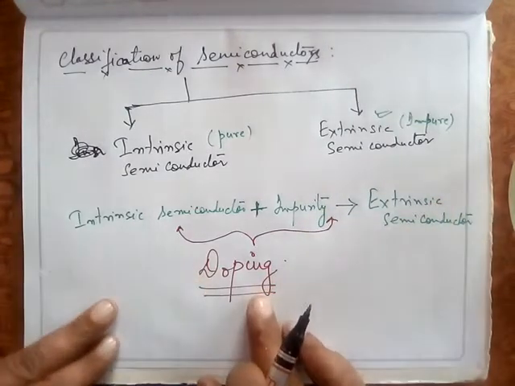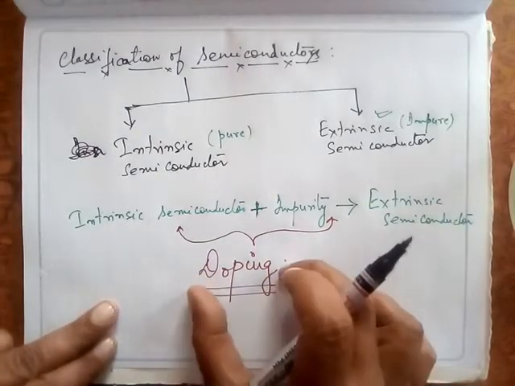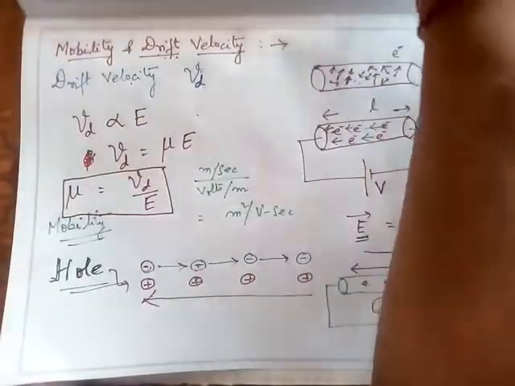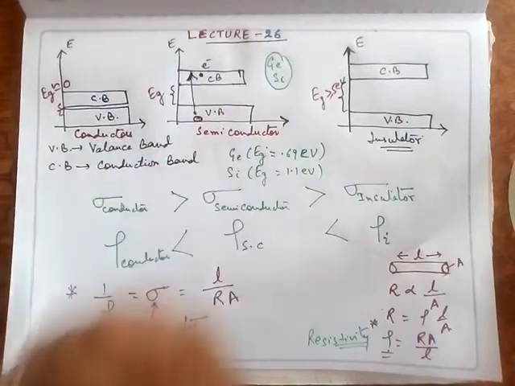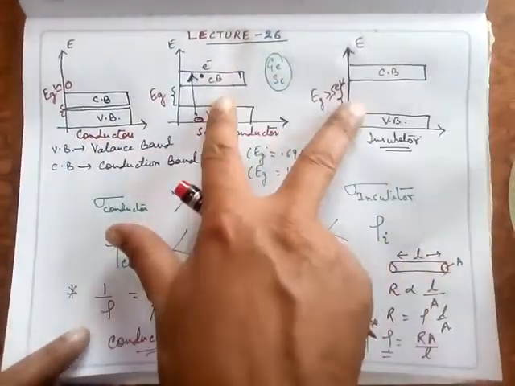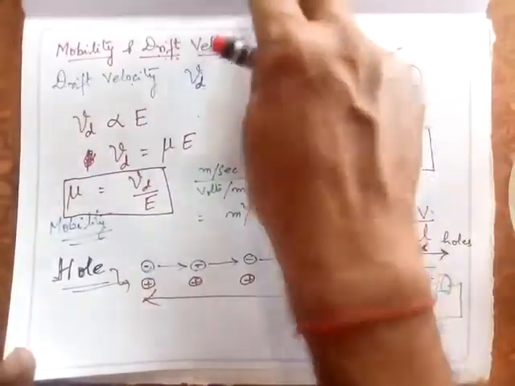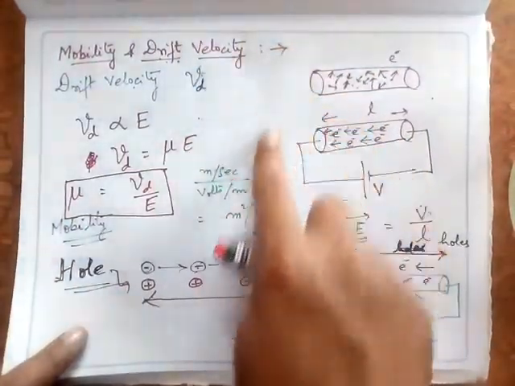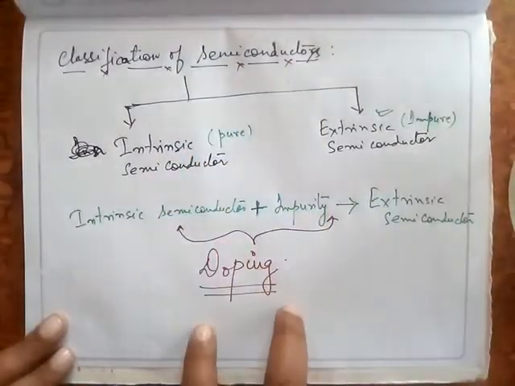That is, when a pure semiconductor is doped with some impurity, the resulting semiconductor is an extrinsic semiconductor or an impure semiconductor. So this is one more definition which is many times asked in the examination, that what do you mean by doping. So I hope that today these concepts are clear to you: how metals are classified into conductor, semiconductor and insulator on the basis of energy band diagram, what do you mean by conductivity, resistivity, mobility, drift velocity, and classification, and what do you mean by doping.